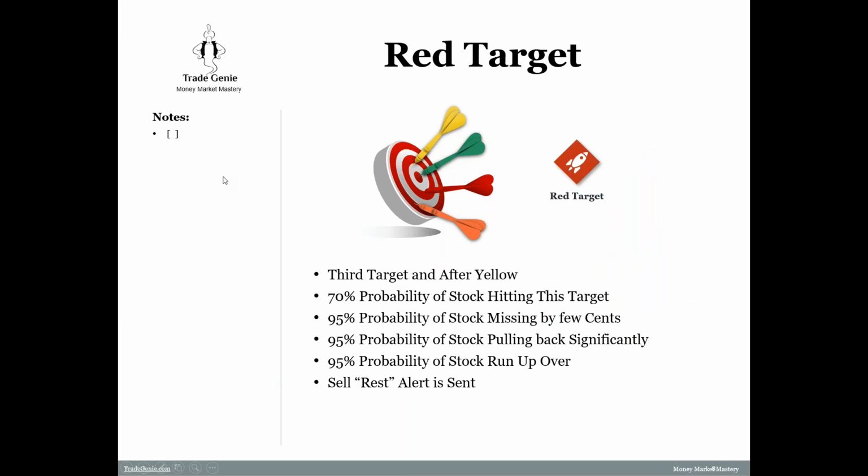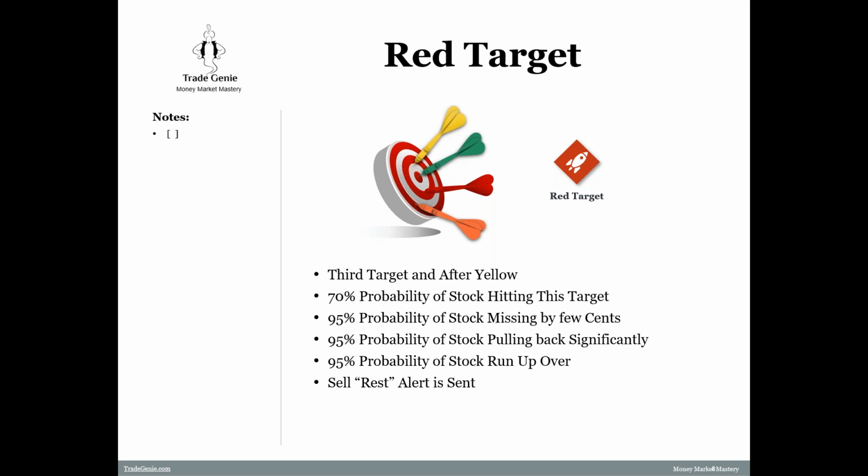So the red target is set just below the major resistance. The yellow target may have some resistance, but it is supposed to have a minor resistance. But the red target is set at a major resistance. So when the red target is set below the major resistance for the calls, and above the major support for puts, then we need to be careful.